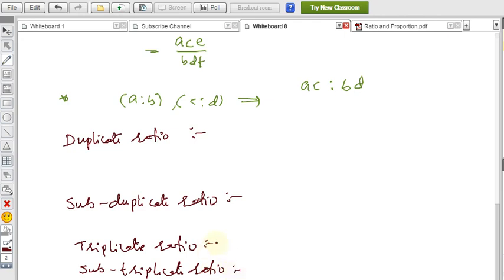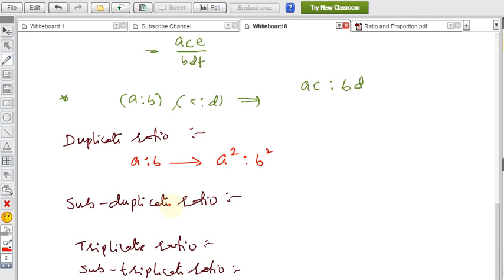So these four types. What are these four first? The duplicate ratio of A is to B. For every ratio, A is to B is one ratio. Then the duplicate ratio of A is to B is A square is to B square. If you square every term, then that is a duplicate ratio.